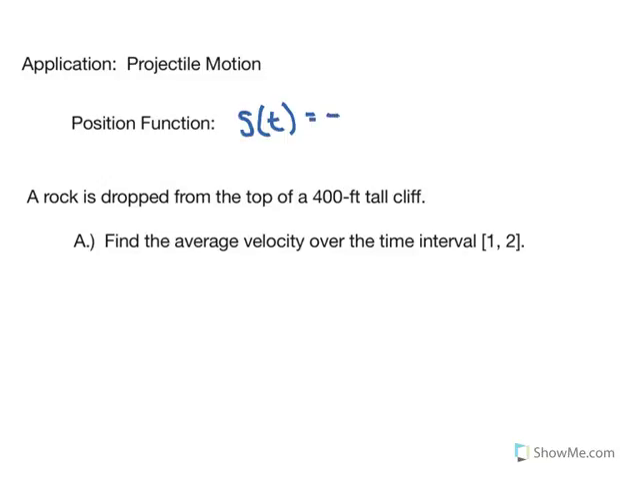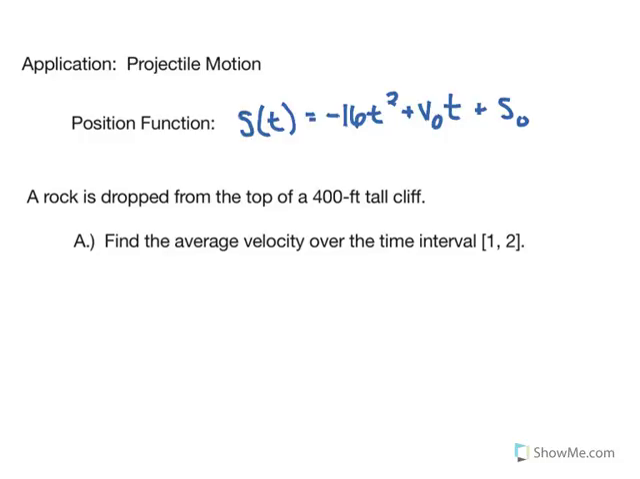S of t is equal to negative 16t squared plus the initial velocity, v0, times time, plus s0, which is the initial height or the initial position. Okay, so these subscripts of 0 tell you that it's the initial or starting velocity or initial or starting position. The negative 16t squared comes from acceleration due to gravity being negative 32 feet per second squared, and it's actually half of that. Okay, so we're going to do all of this in feet per second or units of feet.